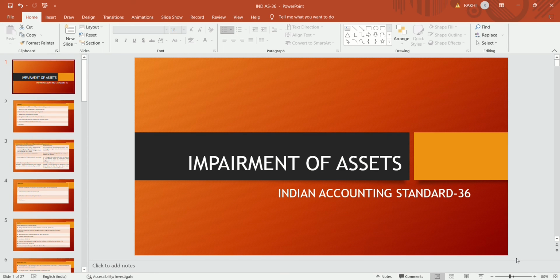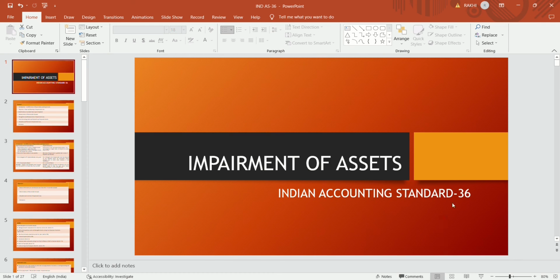Today's topic is related to impairment of asset, that is Indian Accounting Standard 36. What do you mean by impairment? How is impairment different from depreciation? This we will discuss in this topic.